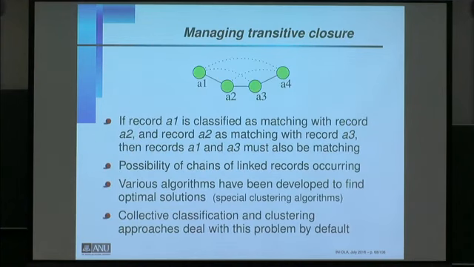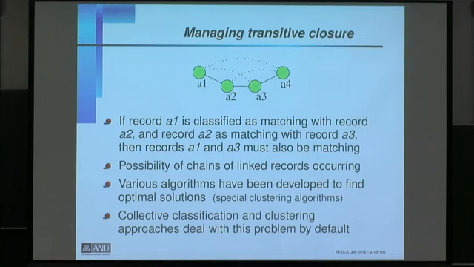Transitive closure is a thing we have to consider as well, and with some algorithms it's done as a post-processing step. In other algorithms it's done as part of the classification. So the transitive closure is basically if you have a chain of records which we link together, then all pairwise links, all pairs of records, have to be matching as well. So if, for example, we say that A1 is the same person as A2, who is the same person as A3, then of course A1 and A3 also have to be the same person.